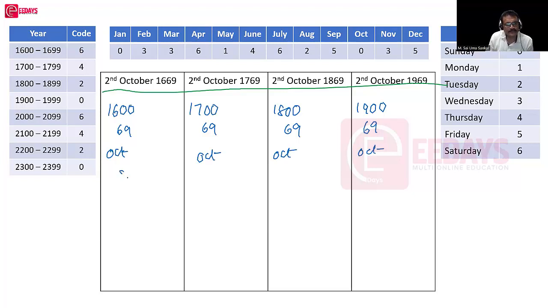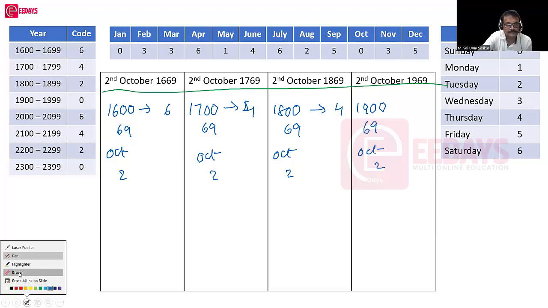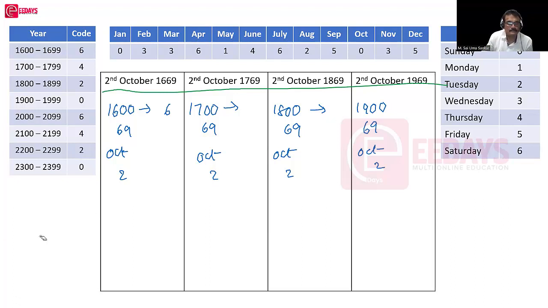And what we require? We require the second. Okay. Now 1600, 1699, that is equal to 6. Here this is equal to 5. Here this is equal to 4. Here 4. Sorry. This is equal to 4. Okay. Just a moment. This is equal to 4. This is equal to 2. And this is equal to 0.